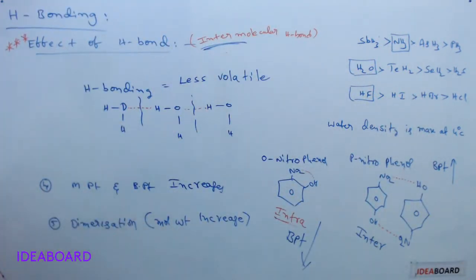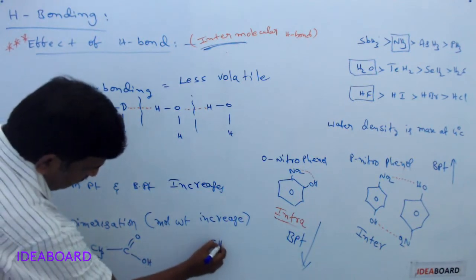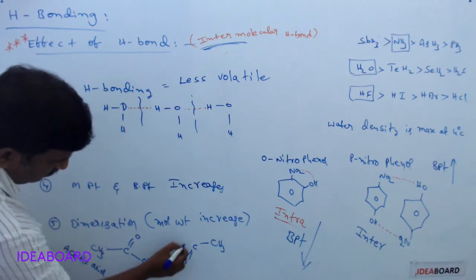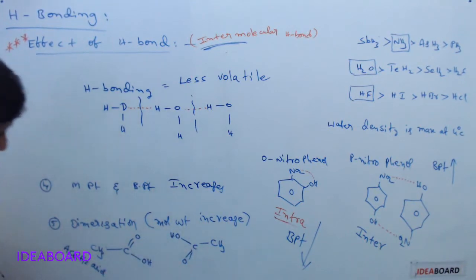Next, dimerization, or molecular weight increases. For molecular weight increase, I am taking acetic acid, CH3 C double bond O OH. This is the carboxylic acid group, and this is called a carboxylic acid, acetic acid. Okay, and I am writing another molecule, the same CH3 C double bond O and here OH.